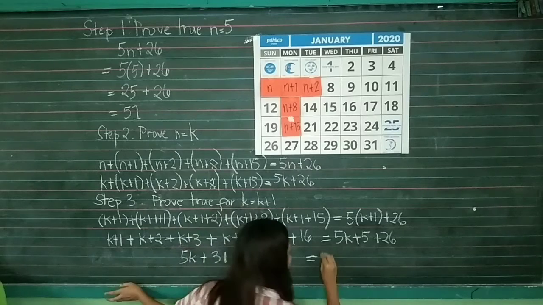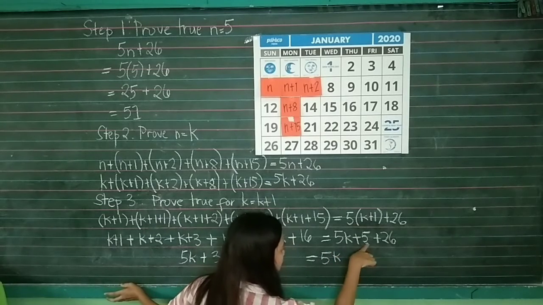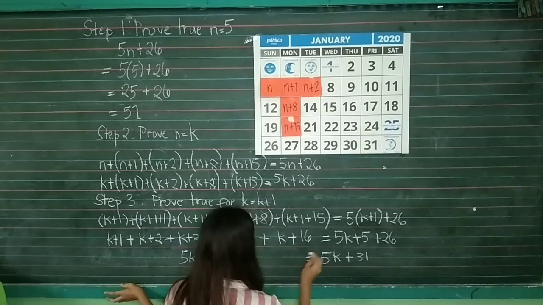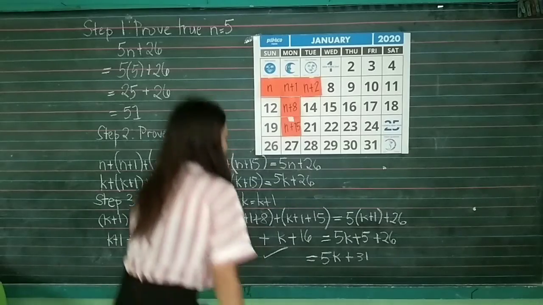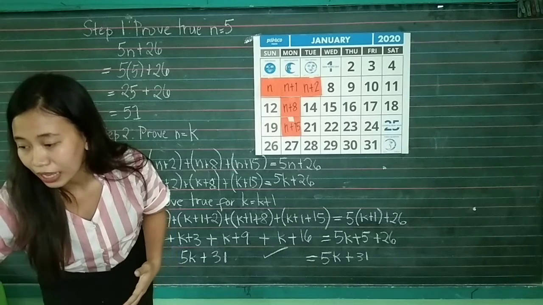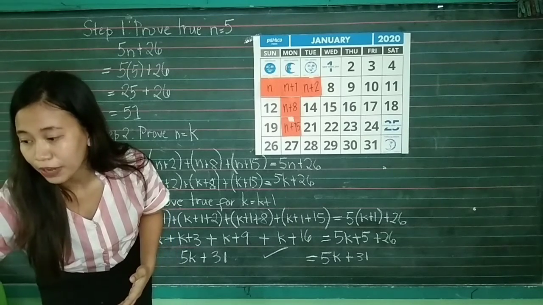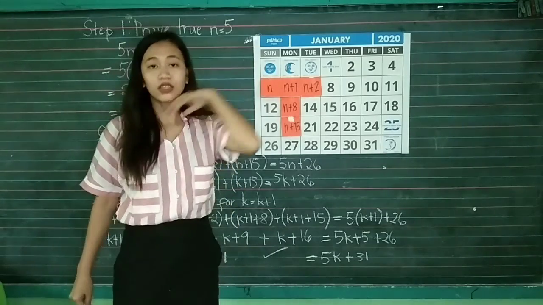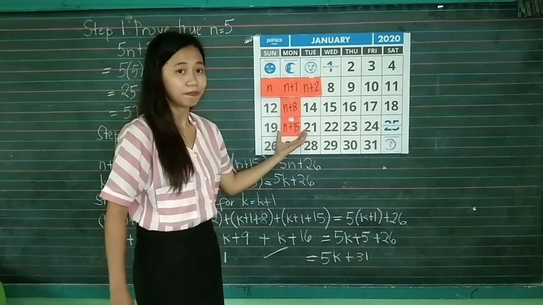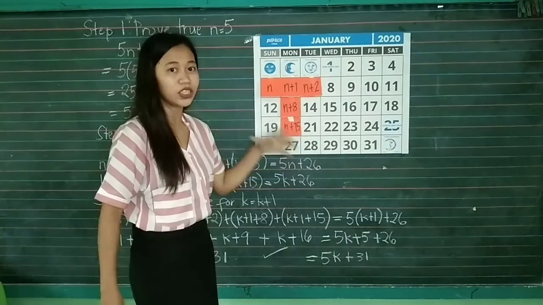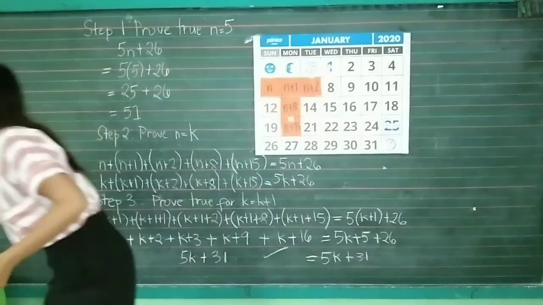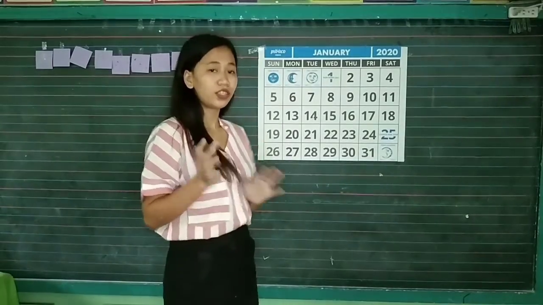5k plus 26 is equal to 31. So, it is true. We can conclude that the general formula in finding the sum of the T-shape is applicable. So, it is legit. So, let's try another shape. Next, let us try the A shape.